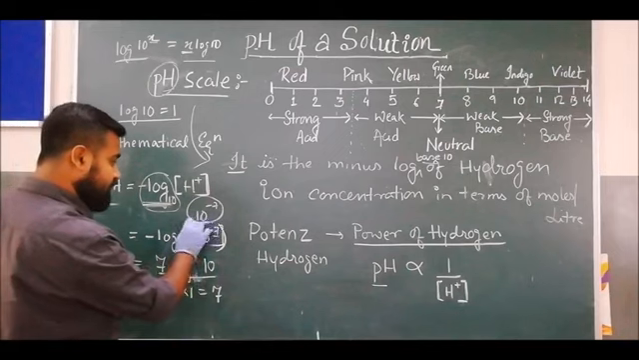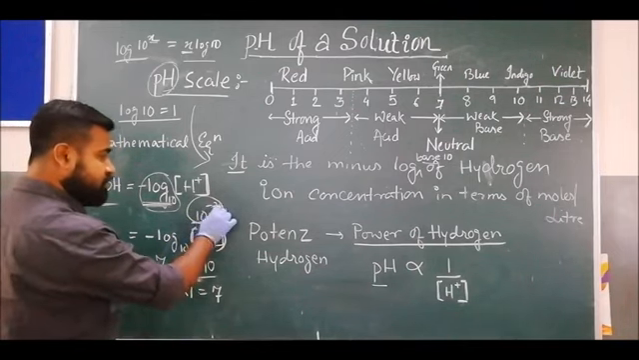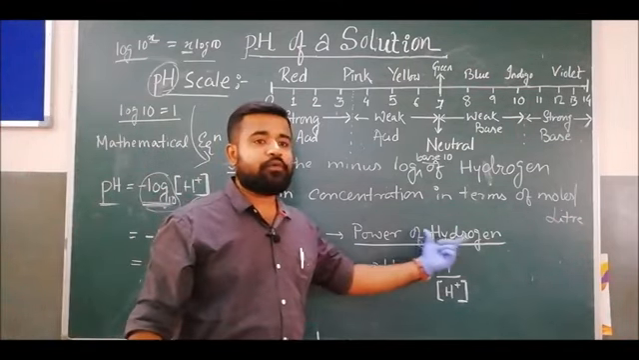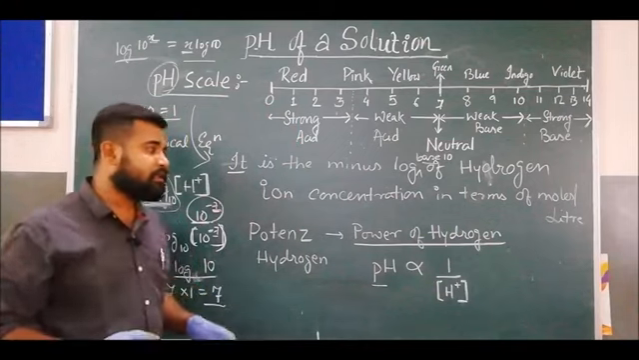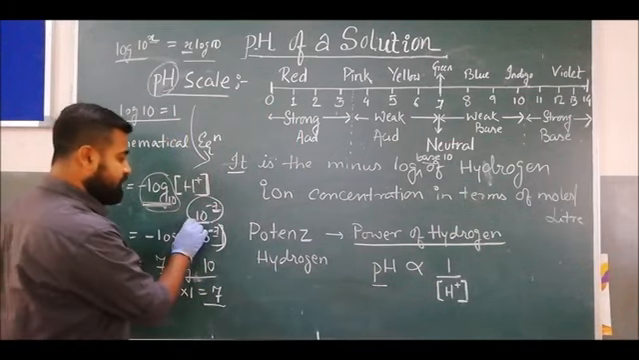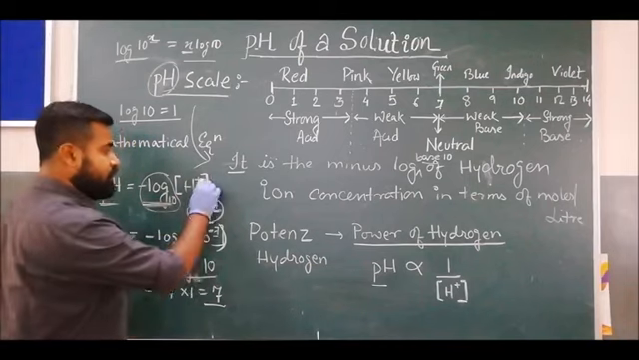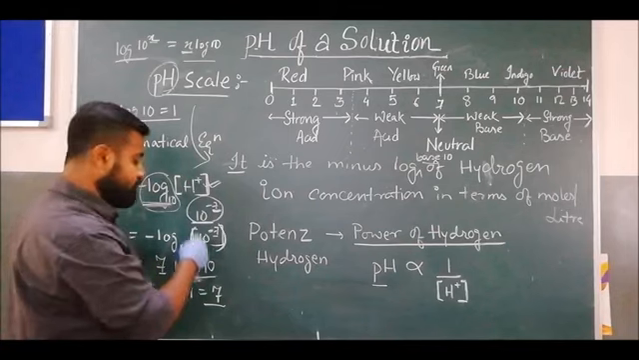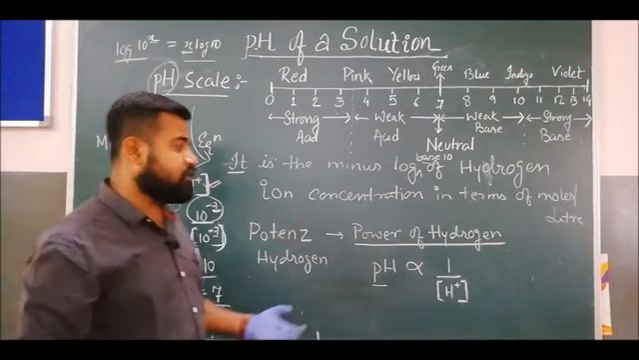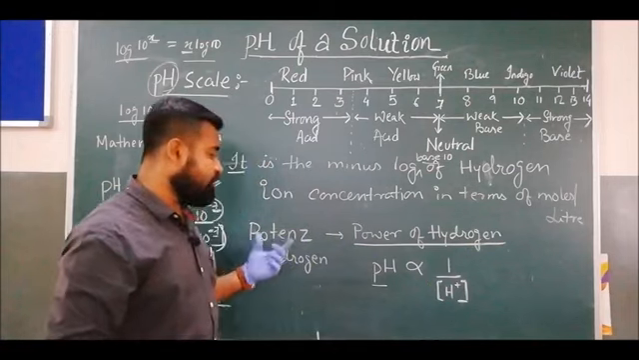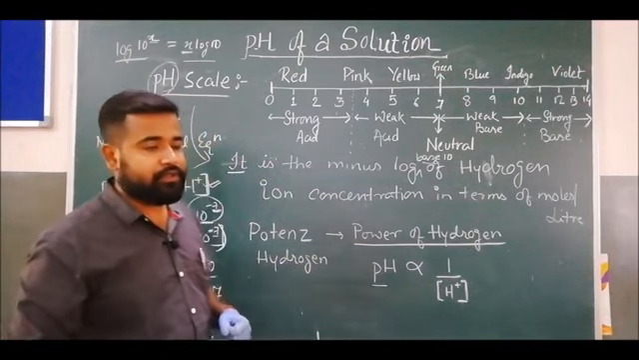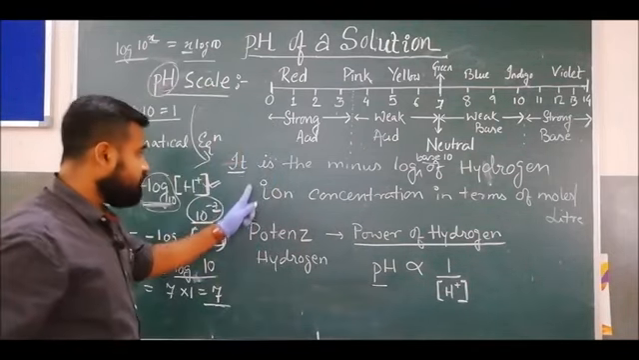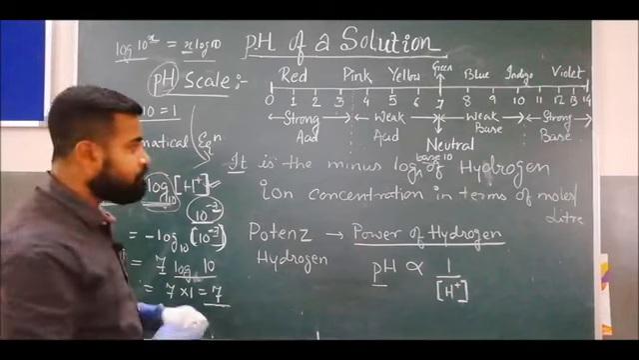Whatever the power of the hydrogen ion concentration is, that is equal to the pH. That's why pH is called power of hydrogen. The concentration of H plus ion has a power of minus 7, so its pH is 7. That's why the meaning of pH is power of hydrogen, or potential of hydrogen. Clear? So this is the definition and the mathematical equation of pH.